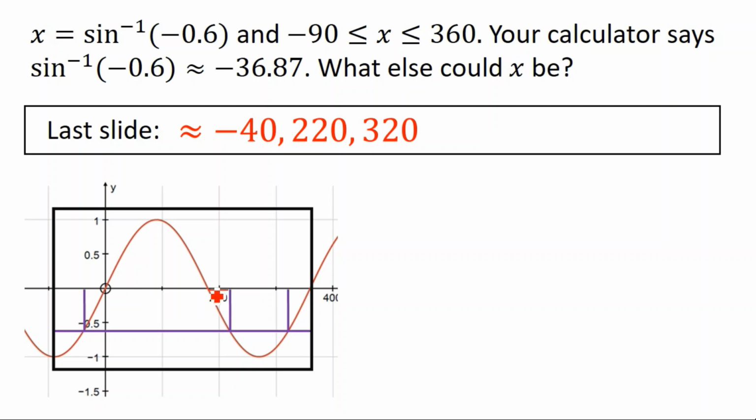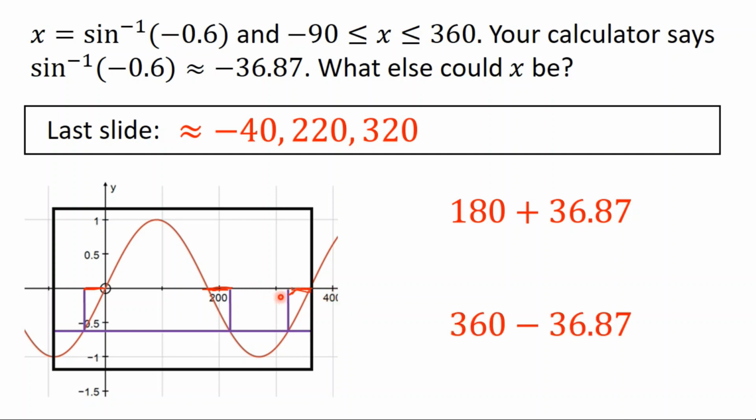This gap here is going to be 36.87, because it's the same as this gap over here, which we just agreed was 36.87. So to work out the bits where we're touching the x-axis, these purple lines touching the x-axis, I'm going to have to do 180 plus 36.87 to get to there, and 360 take away 36.87 to get to there, which if I type into my calculator gives me 216.87 and 323.13, which are quite close to these 2 values. So those would be my 3 answers.